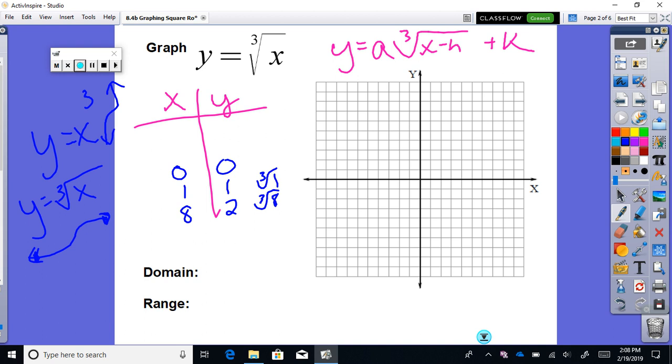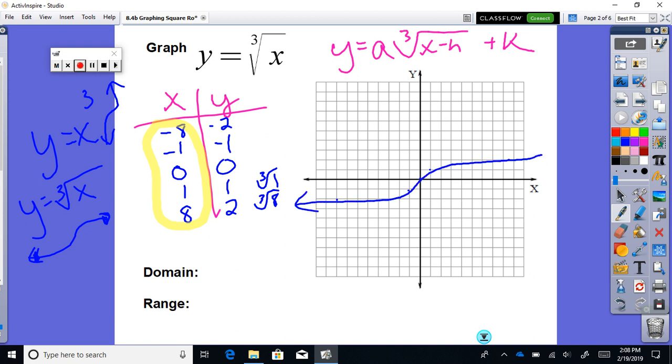And you can also do the reverse. The cubed root of negative 1 is negative 1. The cubed root of negative 8 is negative 2. So these numbers here are going to be the same every time for any time you do a cubed root function. You're going to use the same table. Then graph those. So negative 8, negative 2, negative 1, negative 1, 0, 0, 1, 1, 8, 2.